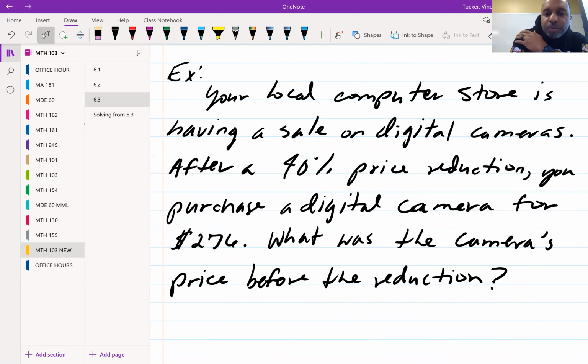So it says your local computer store is having a sale on digital cameras. After a 40% price reduction, you purchase a digital camera for $276. What was the camera's price before the reduction?